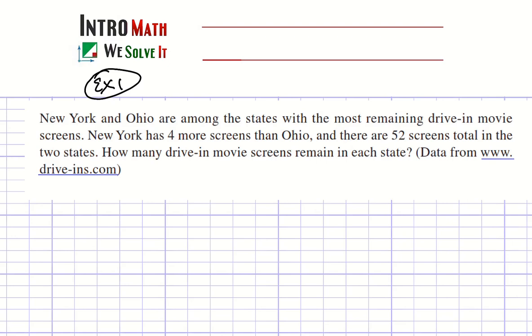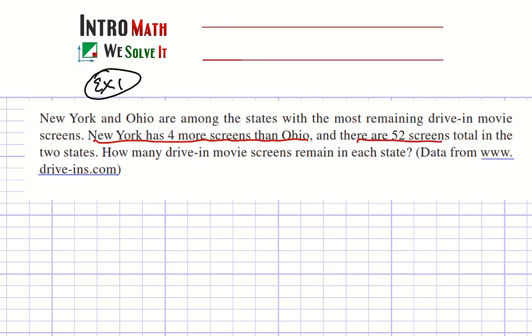It says New York and Ohio are among the states with the most remaining drive-in movie screens. New York has 4 more screens than Ohio. There are 52 screens total in the 2 states. How many drive-in movie screens remain in each state? Okay. So your first clue is right there where it says New York has more screens than Ohio. And then the total remaining in both states is 52.